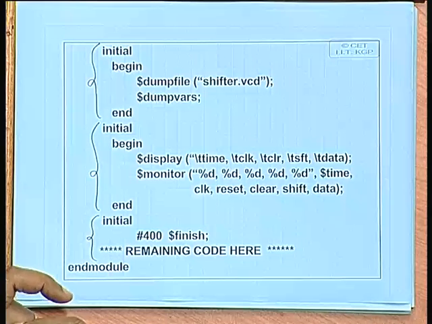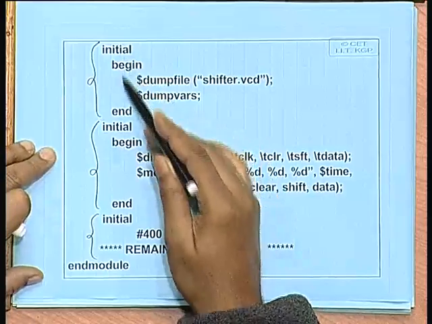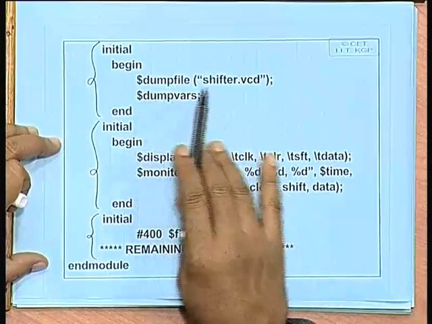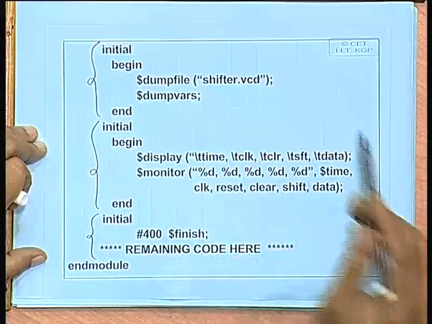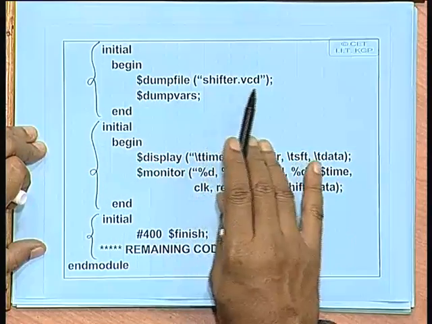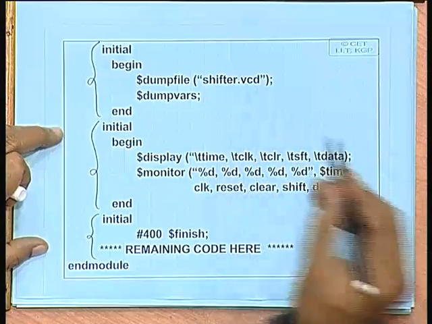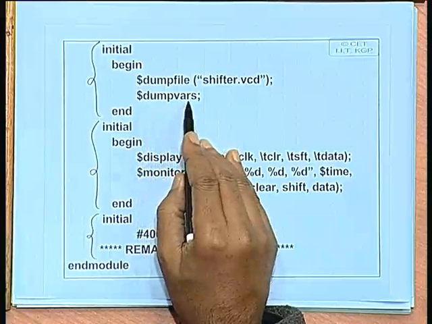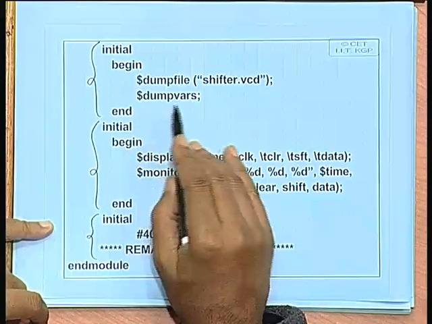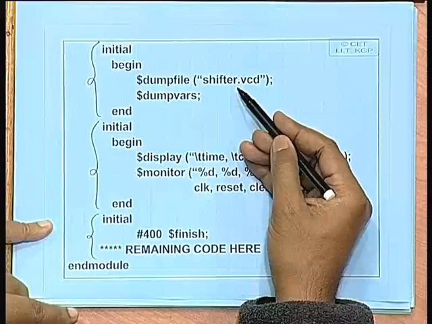Okay. Now, let us see what these initial blocks are doing. The first initial block is specifying the name of the dump file where the data will be dumped for waveform display. Some simulators use the extension .vcd for this file, so I have also shown it as .vcd, and this is followed by a command, dump vars. Dump vars means whenever some variable changes state, all the values of the variables will be automatically dumped to this file.